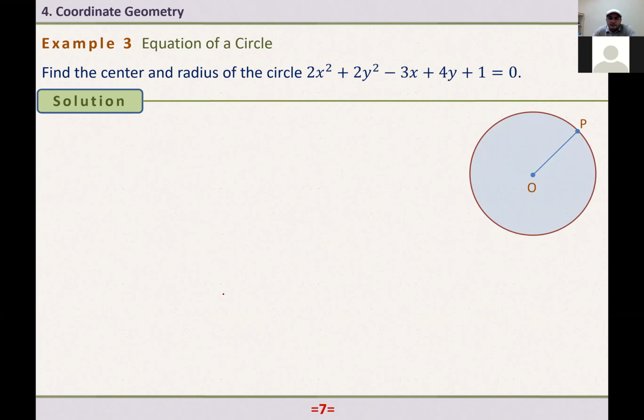And here, the important thing is how we should solve those problems, the methods. Find the center and radius of the circle 2x squared plus 2y squared minus 3x plus 4y plus 1 equals 0. Okay. So how do you solve this question? We work out what x and y are. How?